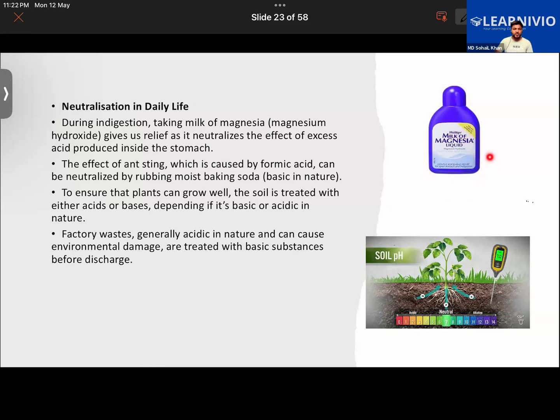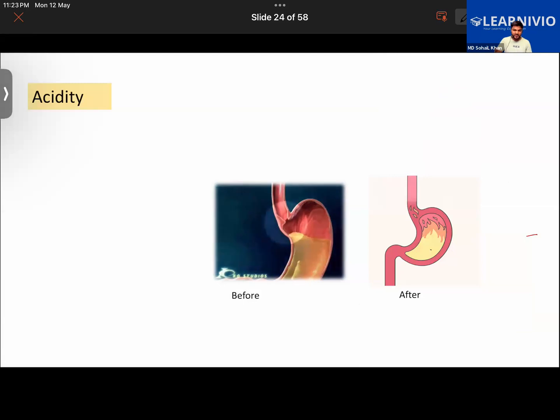So in order to neutralize the effect of the excessive acid produced in the stomach, people would be taking in this milk of magnesia, which is basically a liquid solution of magnesium hydroxide. And what is magnesium hydroxide? Is it an acid or a base? It's a base. Yes, right? So when the person takes in this magnesium hydroxide, what will happen?